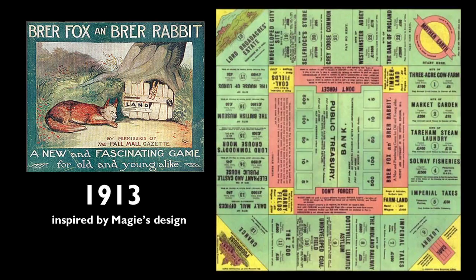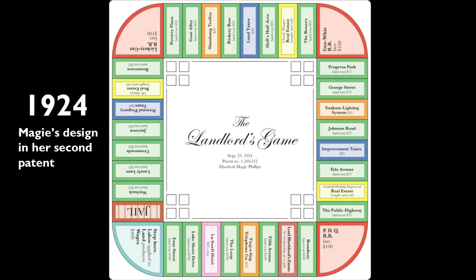In 1913, a game called Brer Fox and Brer Rabbit was modeled on Magie's game. In 1924, Lizzie Magie applied for a second patent, this time with 2 sets of rules, one to teach Henry George's principles, and a second to illustrate a capitalist monopolistic system. She now went to Parker Brothers with 2 patents and multiple game designs. And Parker Brothers again said, we're not interested.